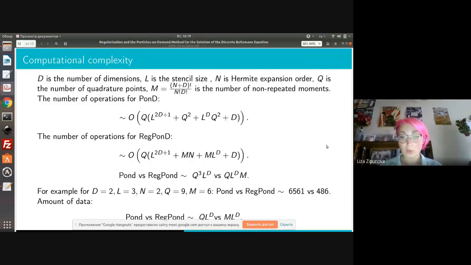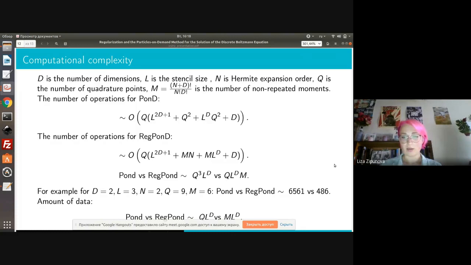So we can express the number of operations for particles on demand and for regularized particles on demand. These terms make the biggest impact. So for example, from the previous slide, regularized particles on demand has 10 times fewer operations than particles on demand.